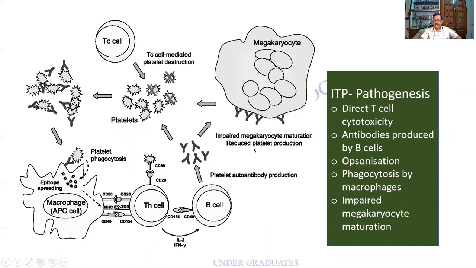Also, sometimes you find that there is an impairment in the maturation of the megakaryocytes. That is what I showed you in the bone marrow picture. So the T cells over here cause direct cytotoxicity. B cells produce antibodies, opsonization, and then there is phagocytosis by the macrophages. Also, there is impaired megakaryocyte maturation. Very simple line diagram, easy for you to understand, and a list that you people can draw. All right. Mandatory, must. I think you people must not get less than 95% marks.